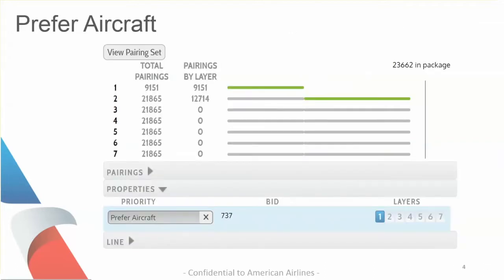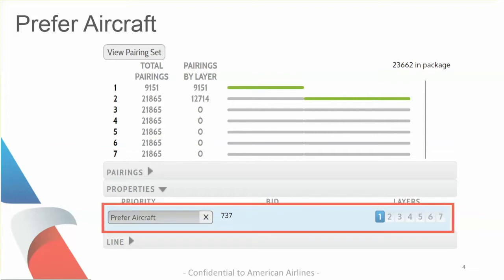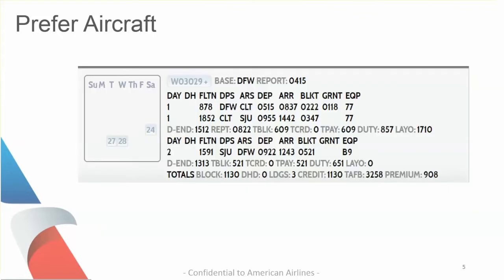Using the generic property Prefer Aircraft will filter only pairings that have at least one flight segment on the specified aircraft. In this example, the flight attendant chose to bid for pairings that have at least one leg on the 737 in Layer 1. Her pairing pool containing 9,151 pairings all have at least one flight segment on the 737. This is an example of a pairing that will be included in her pairing pool. As you can see, the aircraft types are mixed with 77 and B9. 77 denotes a 321L, but the B9 is a flight segment on the 737.